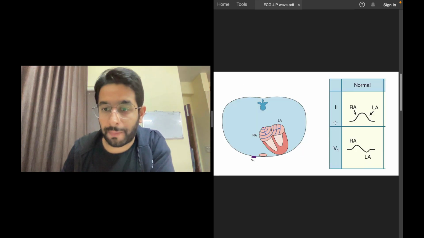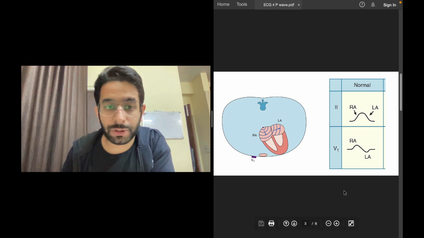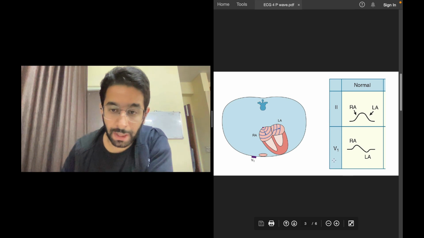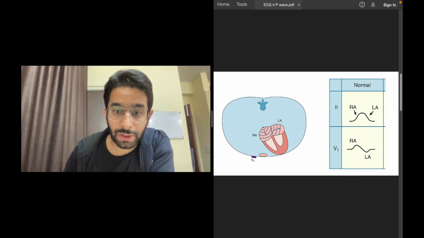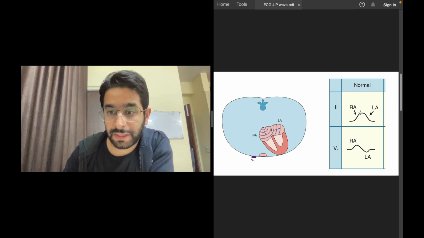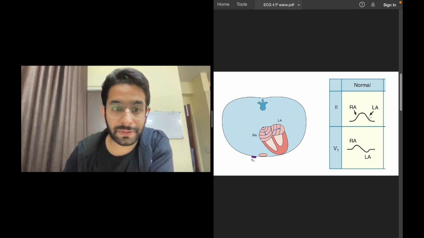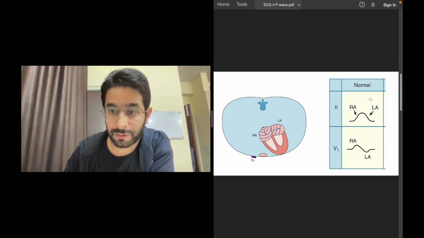And I want you to memorize how a normal P wave looks in lead 2 and how a normal P wave looks in lead V1. Remember that the P wave represents atrial depolarization. So it represents right atrial depolarization and left atrial depolarization. The initial part of this P wave represents right atrial depolarization, and the later part represents left atrial depolarization, as shown in this picture.